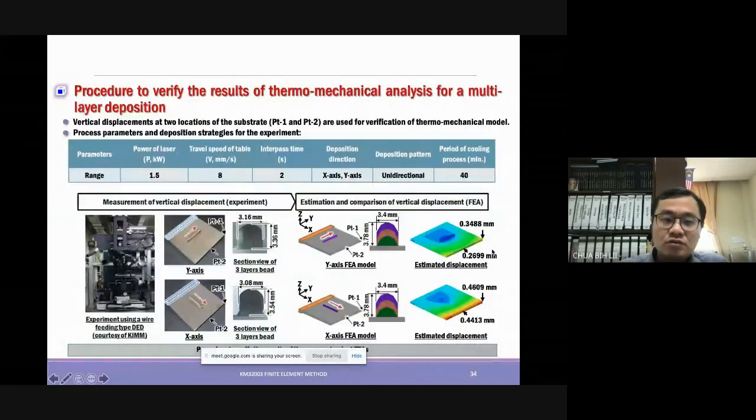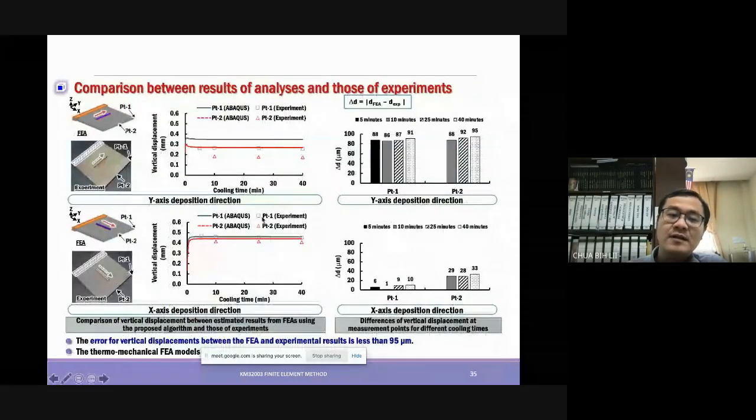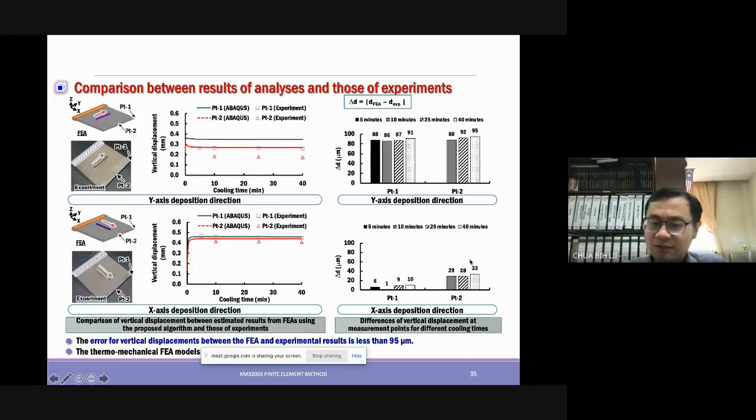Again, any finite element analysis would not be useful if we only do simulations without validation. Therefore, we also do experiments and compare with them, and we found that it is closely matched. For the experiments, the displacement is maybe 0.2 millimeter, whereas in the simulations we obtain roughly 0.28. So the difference is very small, less than 100 microns, in the X and Y directions.